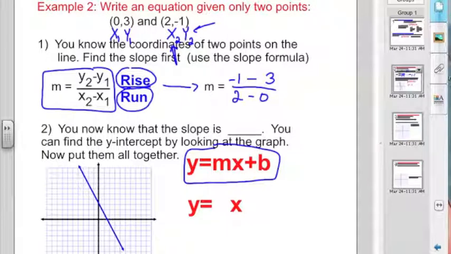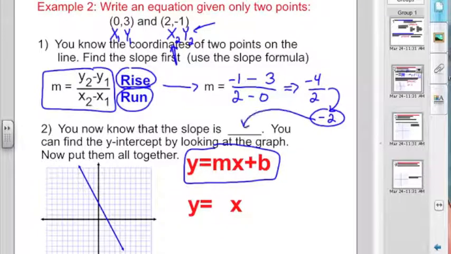Now that we have everything substituted in, we subtract. Negative 1, subtract 3, we get negative 4. On the bottom, we have 2, subtract 0, we get 2. Now we simplify again. We get negative 4 divided by 2, we get negative 2. All right, so that is our slope, which goes right here.